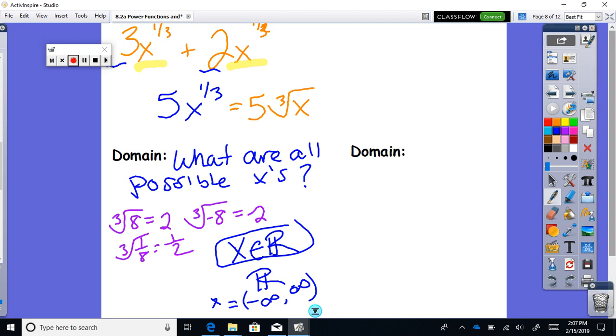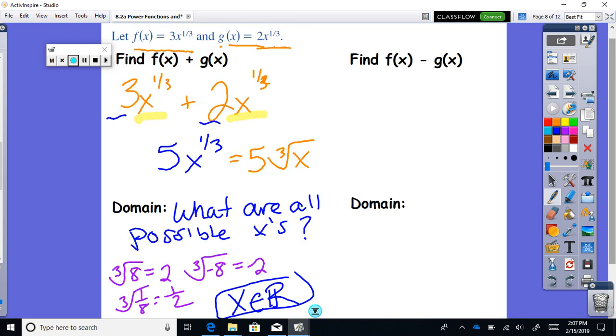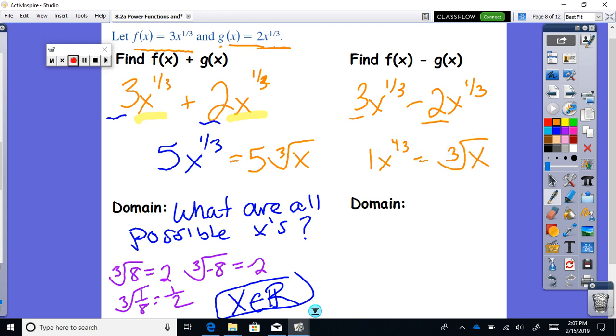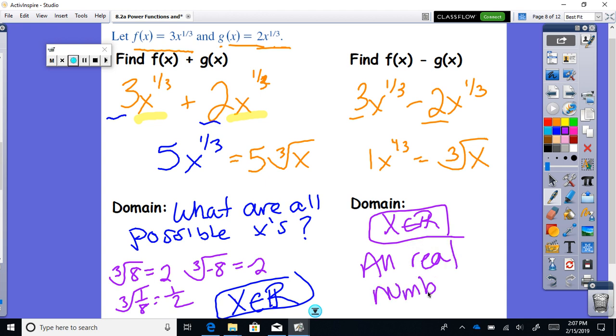Scroll back up a little bit here. Maybe it'll let me, there we go. If we're subtracting them, instead, this time you'd subtract the coefficients and get 1x to the 1/3, which would just be the cubed root of x then. Same argument over here, you can take the cubed root of any x, so x is an element of the real numbers is your domain. All real numbers. All real numbers is my domain.